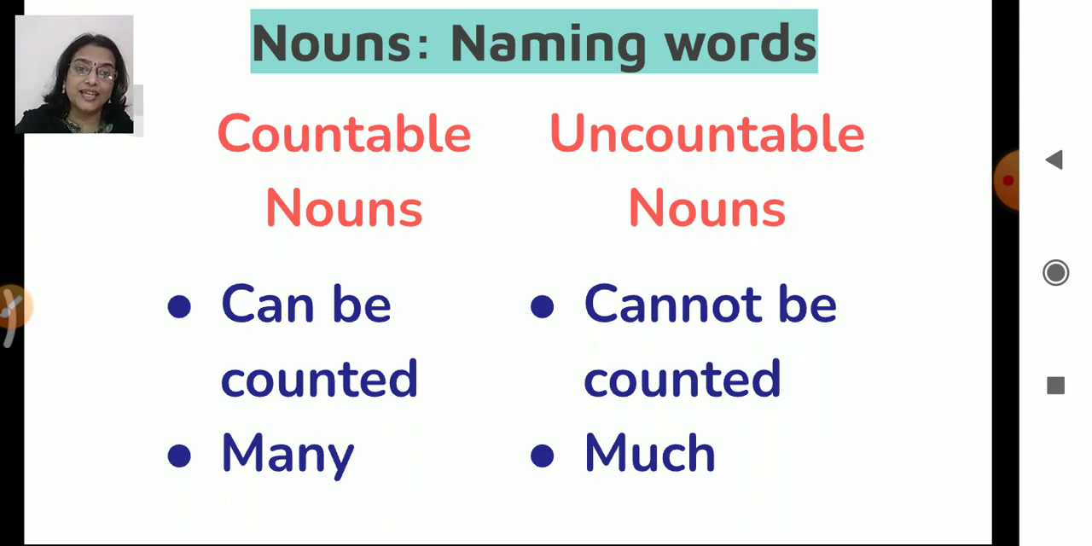And in countable nouns we use many. When we are to describe or say something about the countable nouns, we use many. And for uncountable nouns we use much. Okay, so keep this in mind and then we will start doing our exercise.